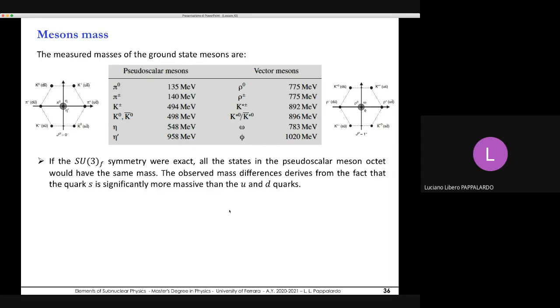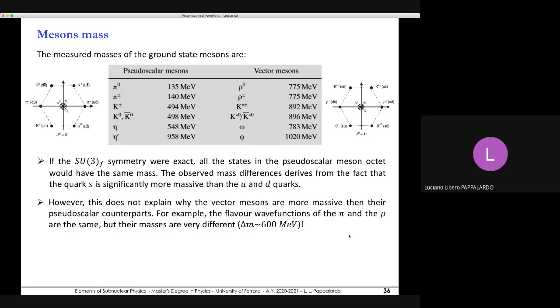Now, once more, if SU(3) flavor symmetry were exact, then all the states in the pseudoscalar meson octet would have the same mass. So all these masses would be the same, and also this one would be the same. And as we know, we observe the mass difference derived from the fact that the strange quark is significantly more massive compared to the up and down quarks, and so this breaks the SU(3) flavor symmetry. So it is not a surprise that these masses are so different. However, this does not explain why the vector mesons are more massive than the pseudoscalar mesons.